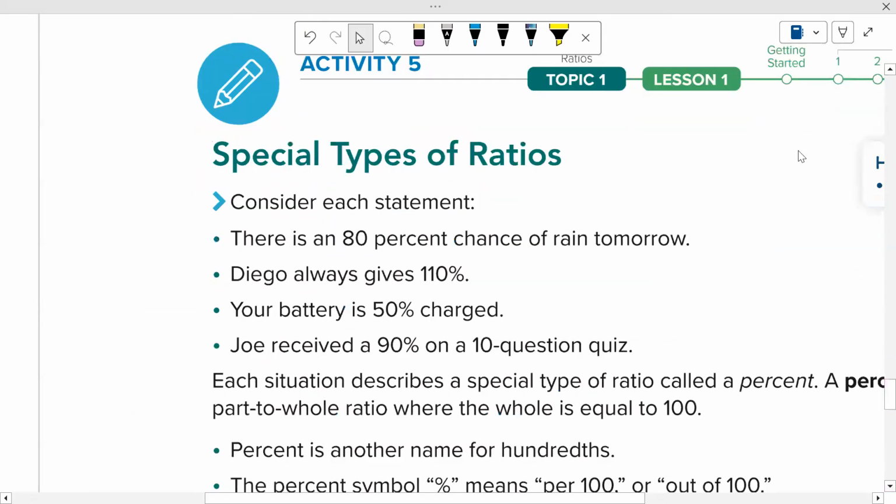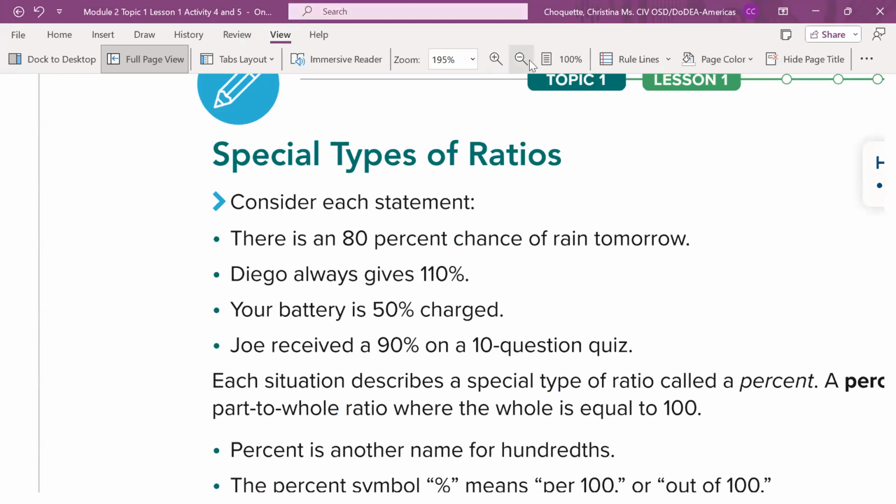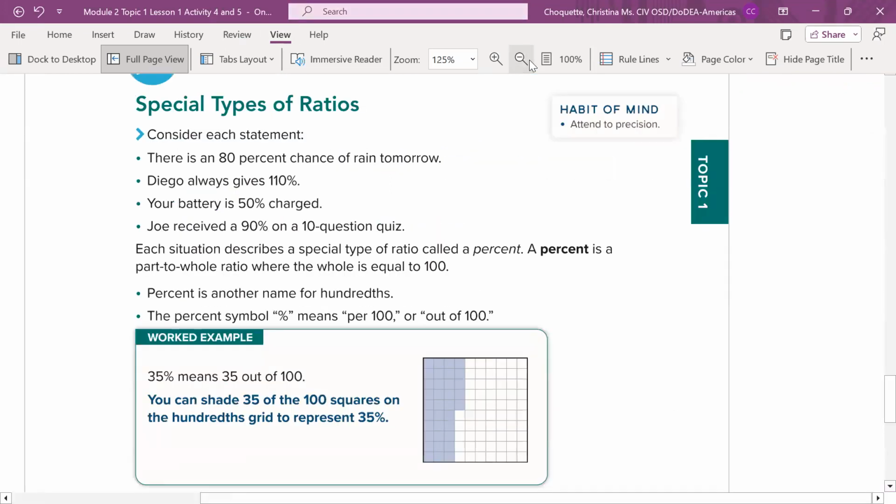So this one right here is just explaining that there are different types of ratios, special ratios actually. And a percent is a special type of ratio. A percent is a part to whole ratio, so the whole is always being 100. A couple of different ways that you say it: there is an 80% chance of rain tomorrow. Diego always gives 110%. Your battery is 50% charged. Joe received a 90% on a 10-question quiz.